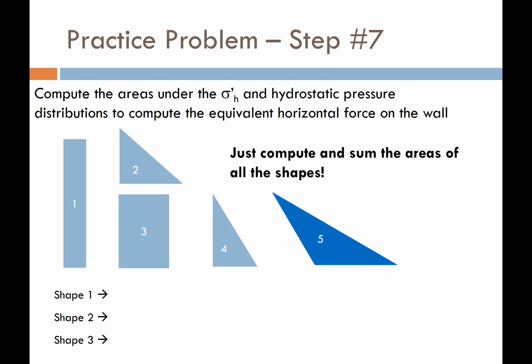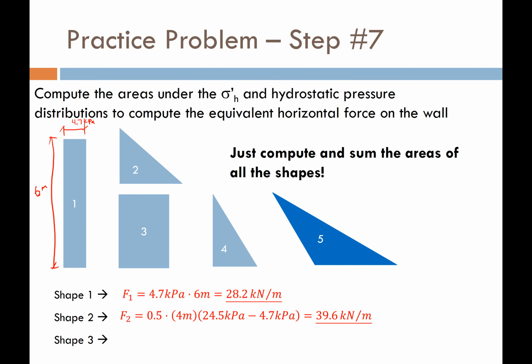So from the first shape, I just made a giant rectangle. And the size of this rectangle here was 4.7 kPa, and it's 6 meters high. So by multiplying 6 meters by 4.7 kPa, I get 28.2 kilonewtons of force per meter depth into the page. Shape number 2, same thing. Now it's a triangle, so I'm just using the geometry of the area of a triangle to compute these things. Shape number 3 is the area of this rectangle here.